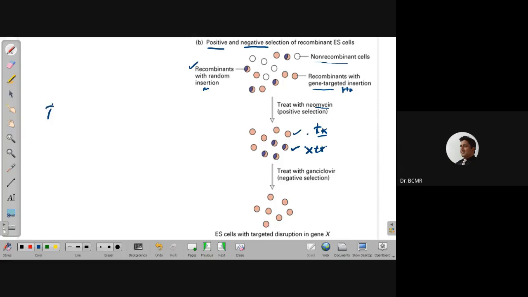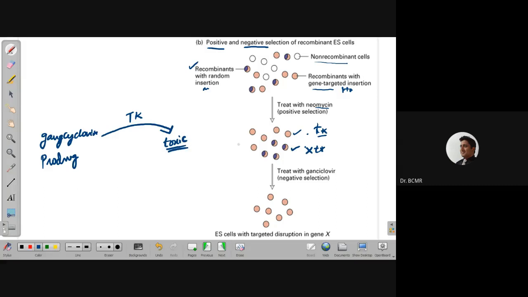So negative selection here, why we chose thymidine kinase is that thymidine kinase is an enzyme that can act upon a prodrug, something like, I think I have already described, but I will just go with ganciclovir. It's an antiviral agent that has been used. It is a prodrug, that means by itself it is not toxic as such. But if it is acted upon by thymidine kinase, then it becomes toxic.